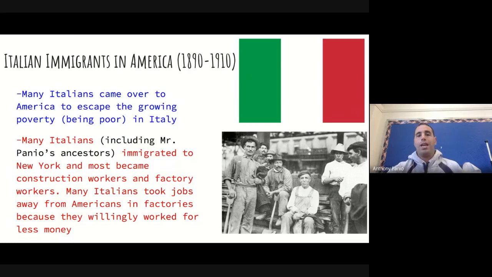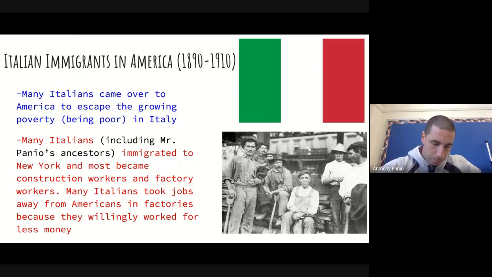All right. So when they came to New York, very similar to the Irish, they worked as construction workers and factory workers. Now, a lot of the construction being built around New York early on in our history, some of the skyscrapers, were led by Italian immigrants at the time.